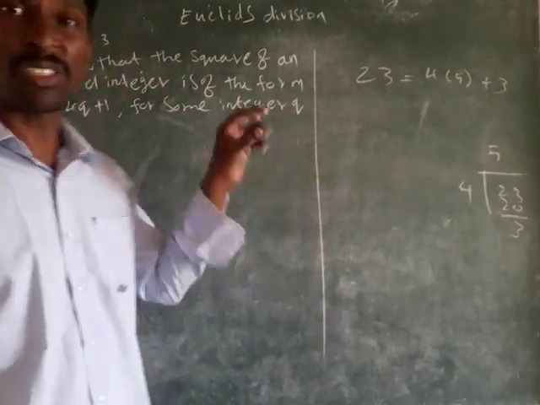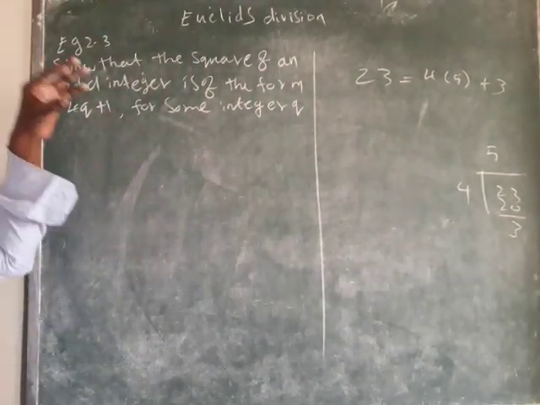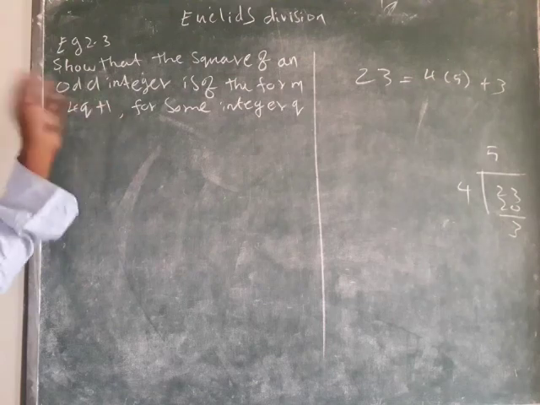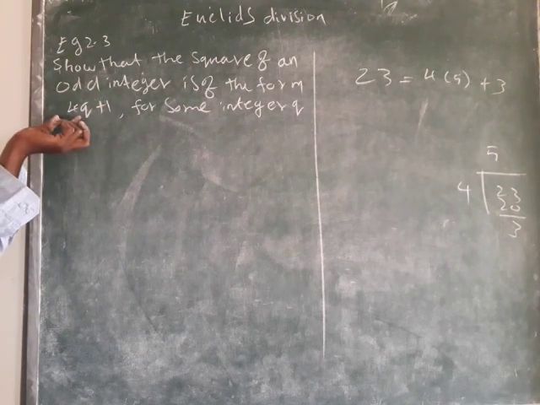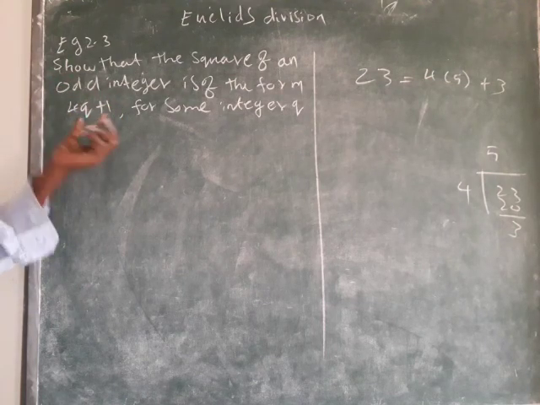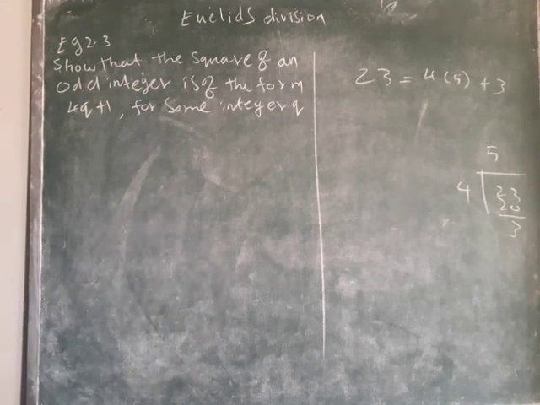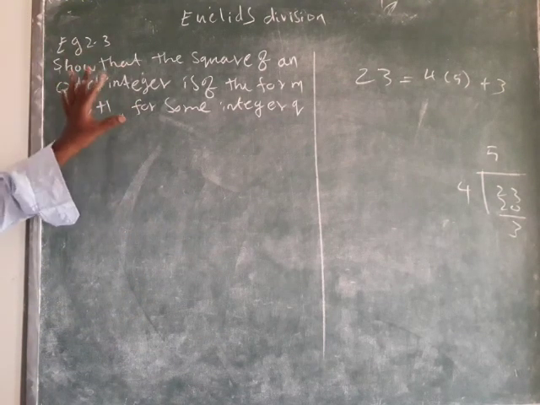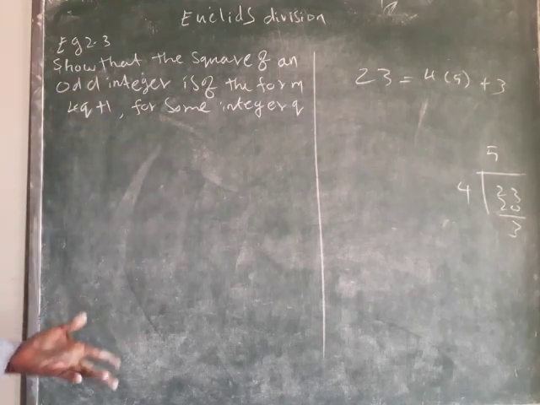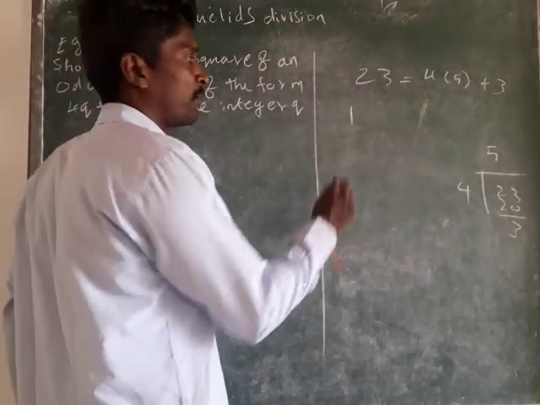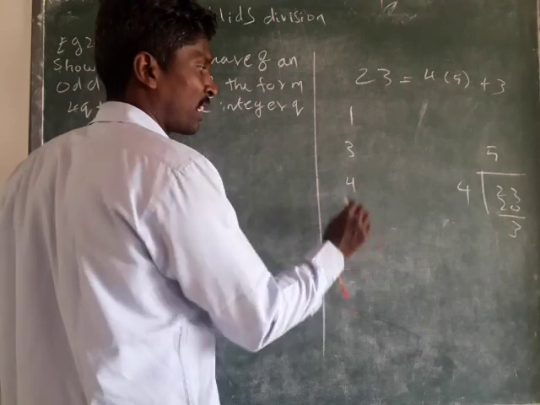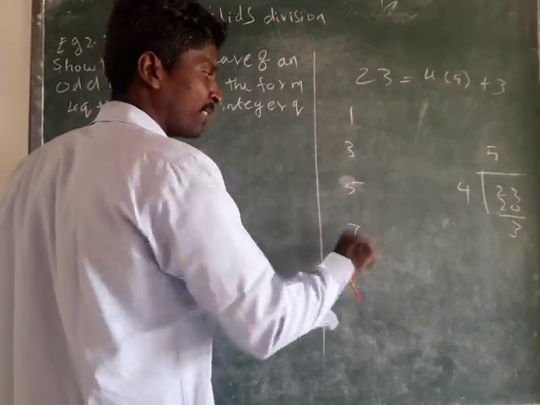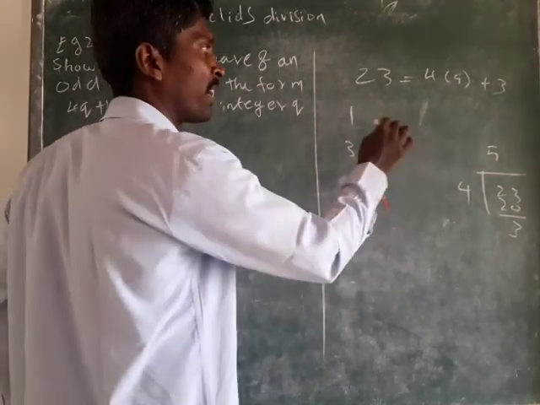Like that, they asked us to take the odd number. If we take the square of the odd number, again we write it in the form of 4q plus 1. What is q? q is some integer, any value. So to solve this theorem, first you have to think about the odd numbers. 1 is an odd number, 3 is an odd number, 5 is an odd number, 7 is an odd number.